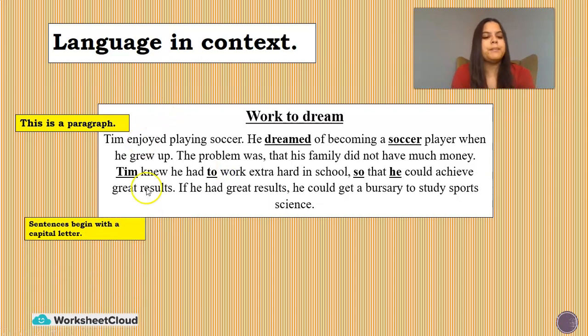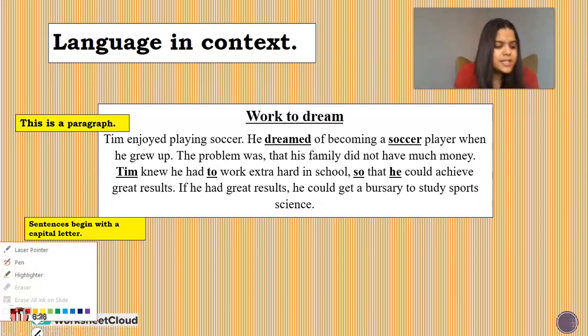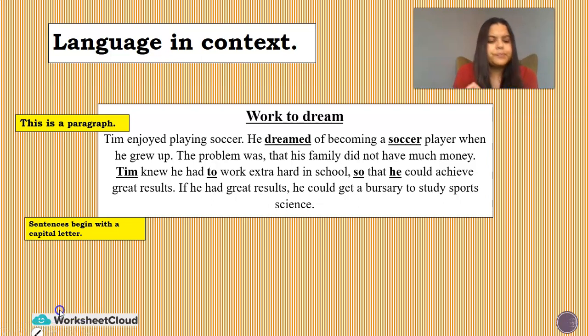Sentences begin with a capital letter. So I want you to look here. Tim enjoyed playing soccer. Tim is the beginning of my sentence, but it's also a proper noun. So we can see that it starts with a capital letter. But if you look at the second sentence, he dreamed of becoming a soccer player when he grew up. He is a pronoun. And at this stage, we know that because he is in the beginning of a sentence, it will be a capital letter.